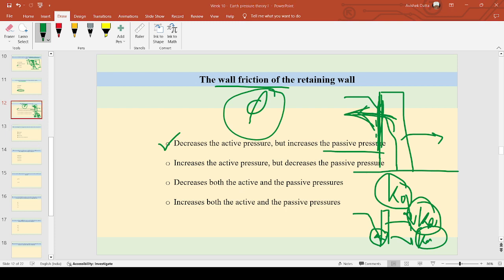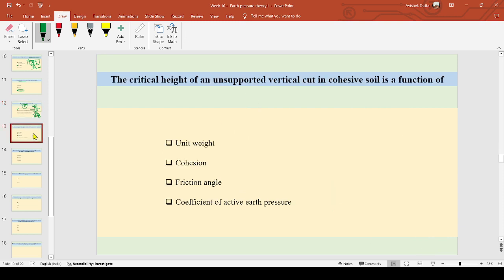All right. Next question. Yes, this is a multiple select question. Critical height of an unsupported vertical cut in cohesive soil is a function of. What is the answer?